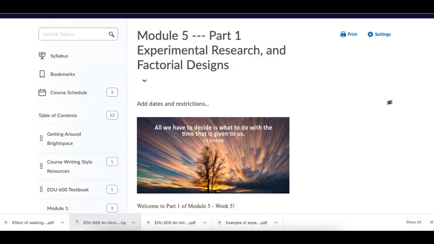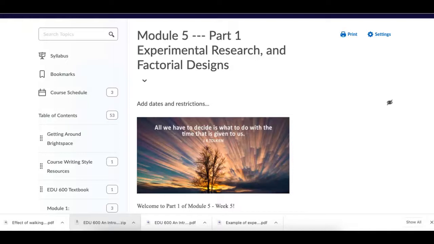The next few weeks continue on with that intensity of week 4 into module 5. In module 5, as with last week, we have part 1 and part 2. I encourage you to take a look at both of those, and I would start with module 5, part 1, and then go to part 2.